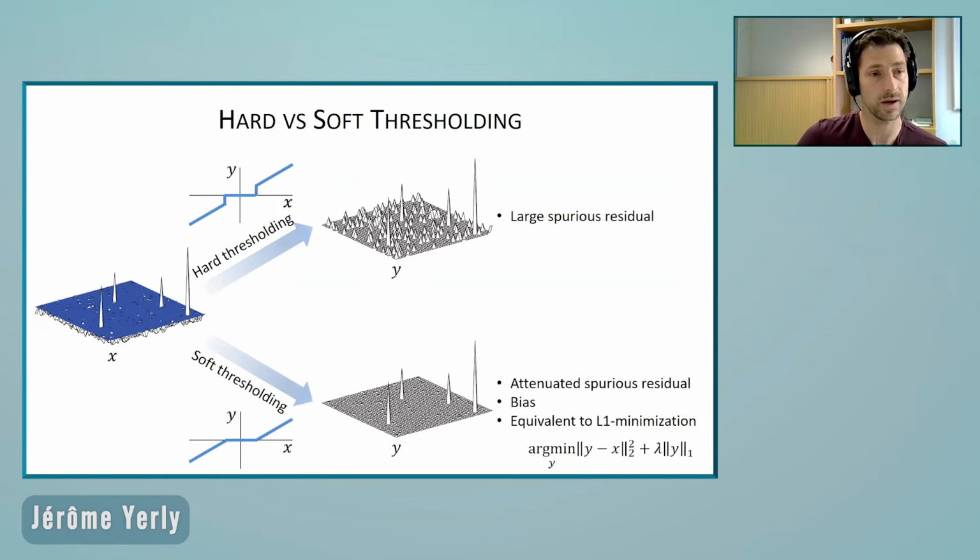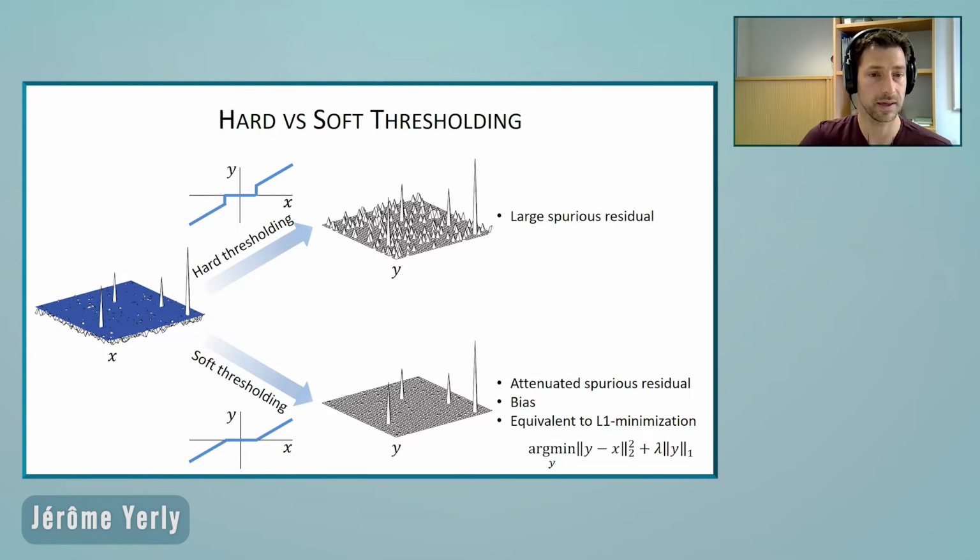Another approach is to apply soft thresholding. And the mapping function of this operation is shown here. It looks similar to the one on top, but the difference is that all the values that are below the threshold will be set to 0 again, but all the values that are above the threshold value will be reduced by the threshold value. And this leads to attenuated spurious residual, but we now have a bias, meaning that the amplitude of these coefficients will be reduced by the threshold value.